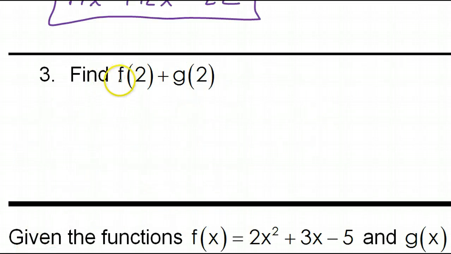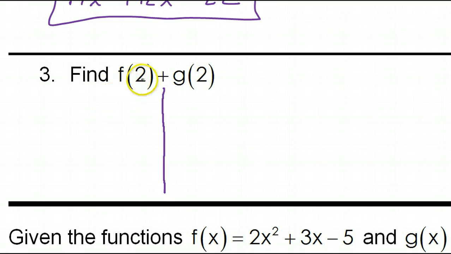Alright, for number 3, we're supposed to evaluate. That's what this means. f of 2 plus g of 2. Now, with a number in here like this, it means substitute this number for the x's in that particular function. So what I really encourage you to do is to do these two problems separately and then just add at the end.